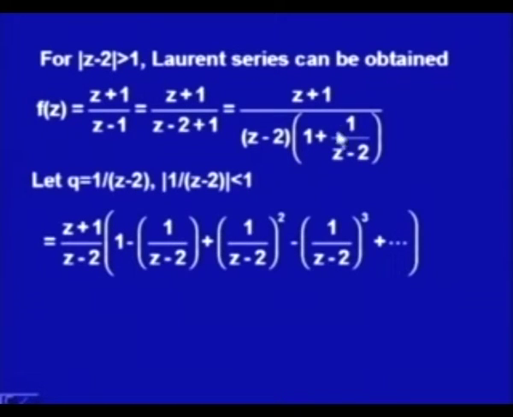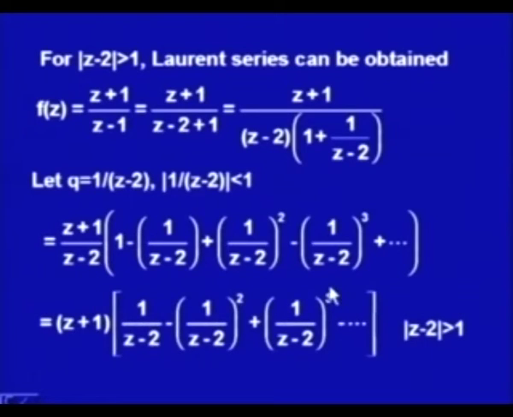and expanding it, it is z plus 1 divided by z minus 2 in powers of 1 upon z minus 2. This is the geometric series, and simplifying it, it is z plus 1 multiplied by 1 upon z minus 2 minus 1 upon z minus 2 whole square and so on, and the region is modulus z minus 2 is greater than 1, because after that there is no point where the function is not analytic. So, this is the region of convergence for the Laurent series.